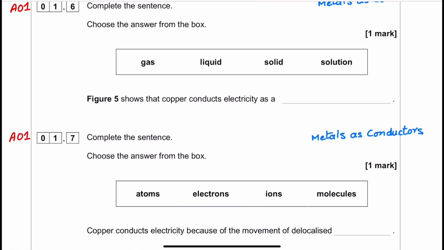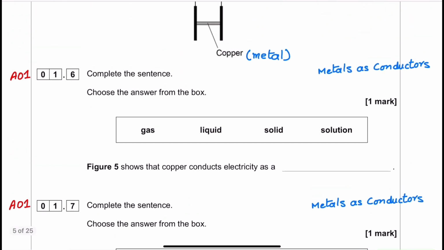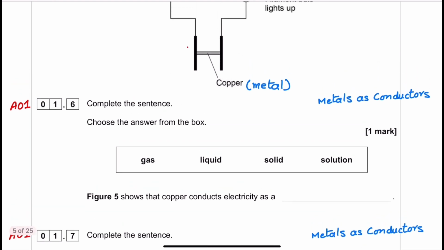or solid form. If you go back here, we can see that between these two electrodes, given here in the black color, the metal wire is present, which is copper, which is in solid form. It is not in gas form. It is not in liquid form. There is no solution of copper present here. So it means that it is present in solid form. So figure number 5 shows the copper conducts electricity as a solid.